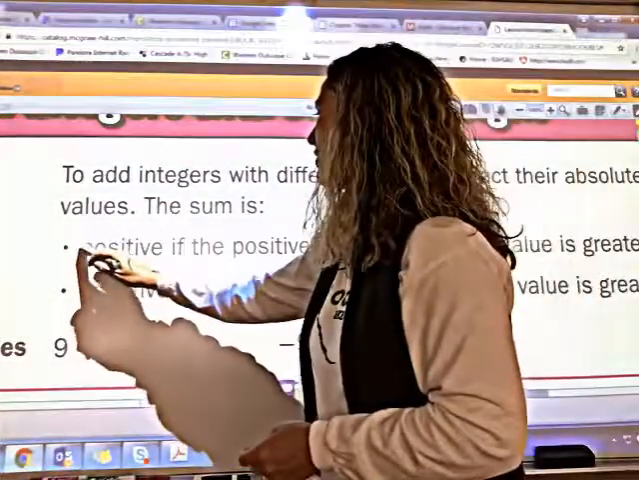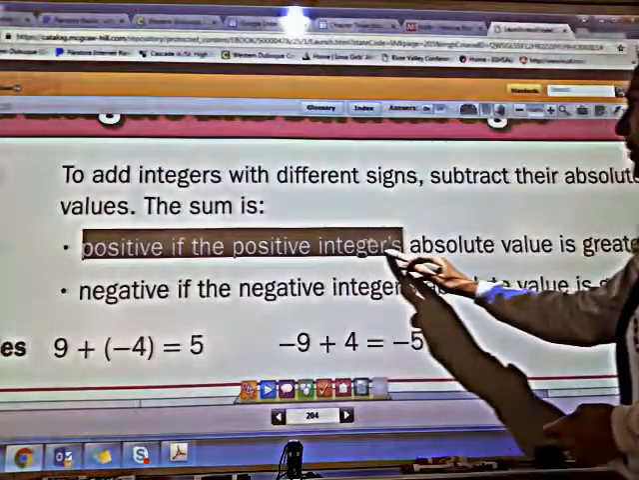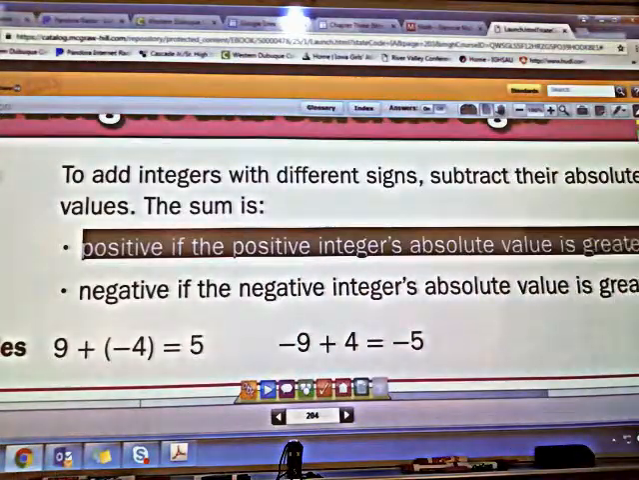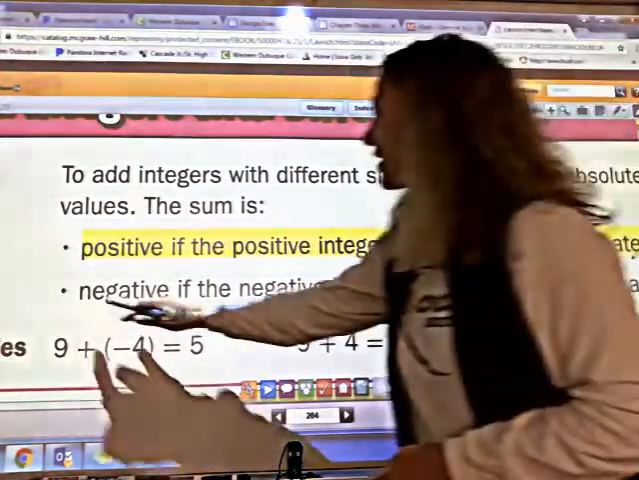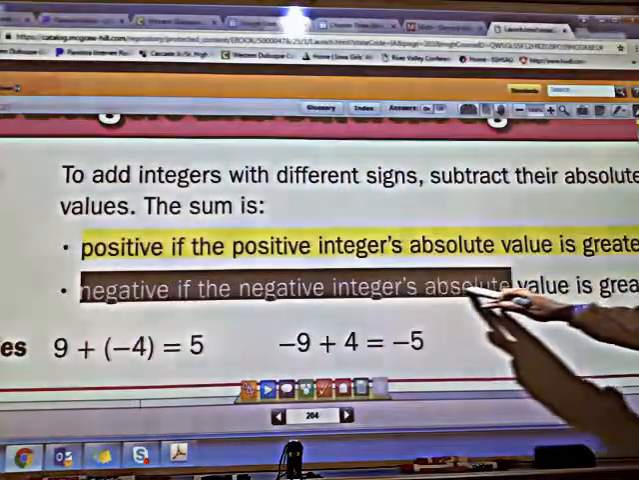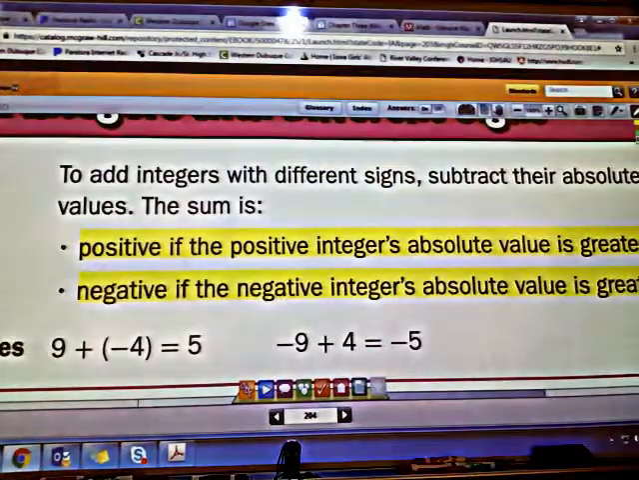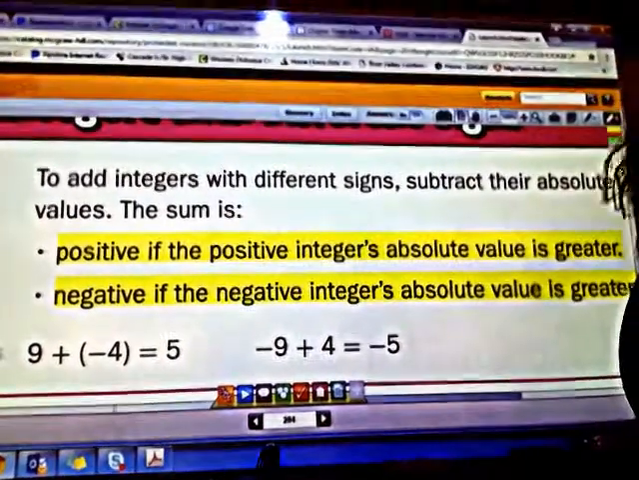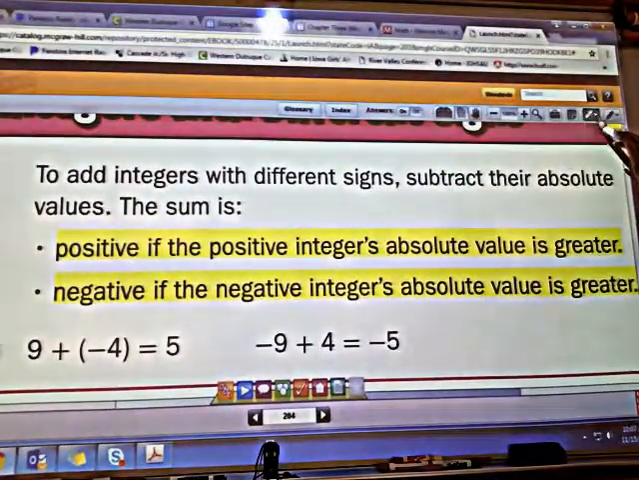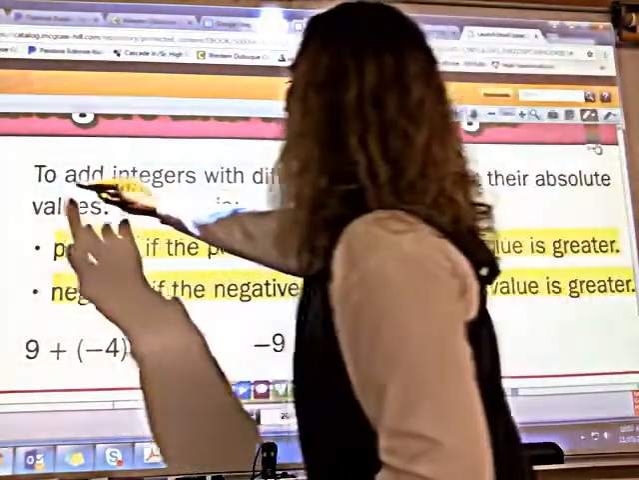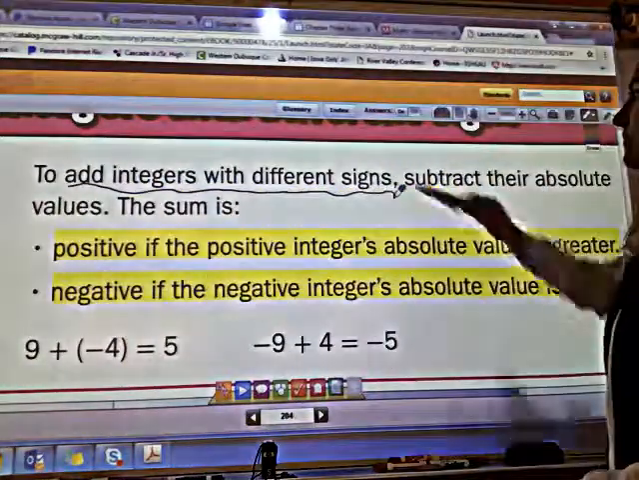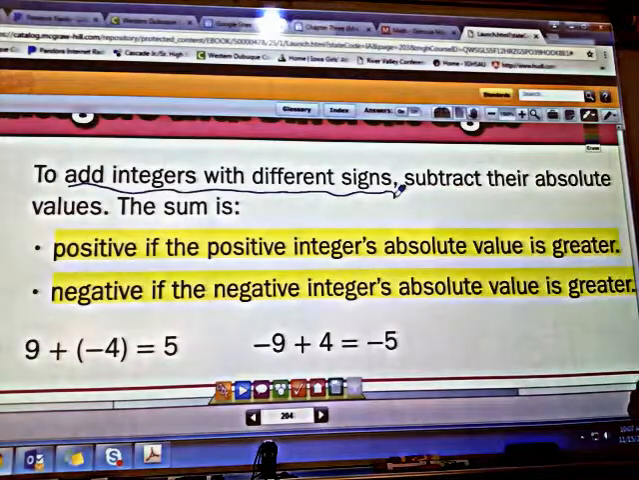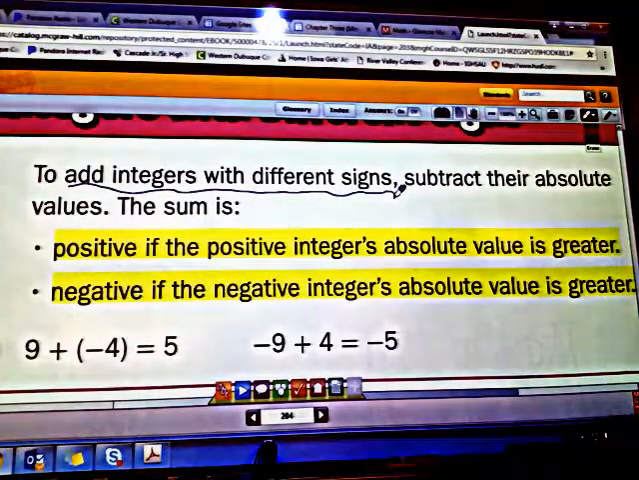As I take a look, your sum is going to be positive if your positive integer's absolute value is greater. It's going to be negative if your negative integer's absolute value is greater. And again, this is when we are adding integers that have different signs. Okay, so let's talk about some examples of what they're talking about here.